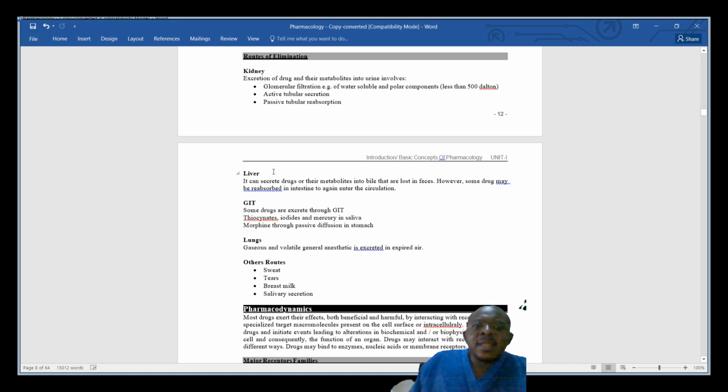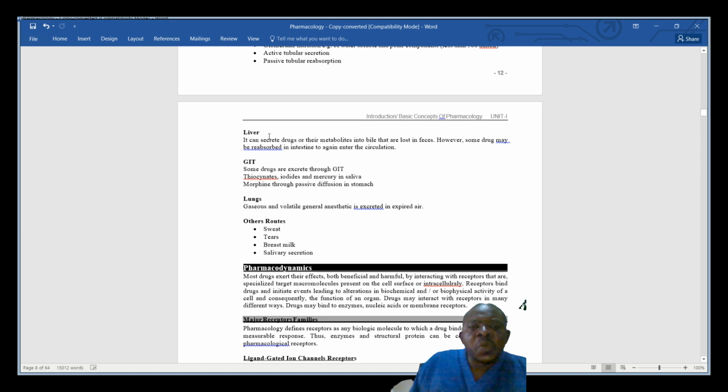The other route for elimination of the drug is the liver. It can secrete drugs or their metabolites into bile that are lost in feces. However, some drugs may be reabsorbed in the intestine to again enter the circulation. So the liver eliminates part of the drug through the bile that is released and then comes out in feces.